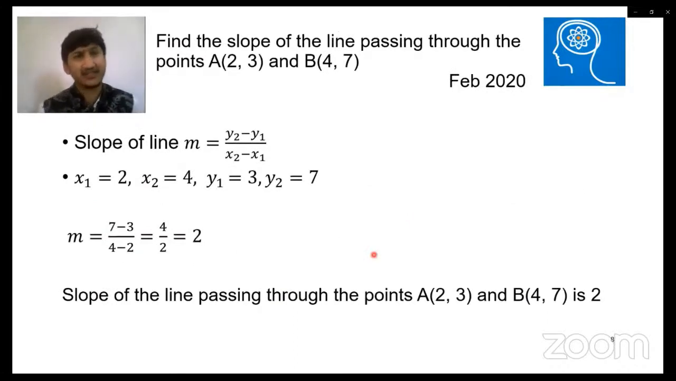Let us take a look at another example. So find the slope of the line passing through the points A and B. Here we are given 2 points, that is point A and point B. We are given their coordinates. Point A चे coordinates आहेत 2, 3 and point B चे coordinates आहेत 4 and 7. And what is asked? आपल्याला इथे slope of line काढायचा आहे.